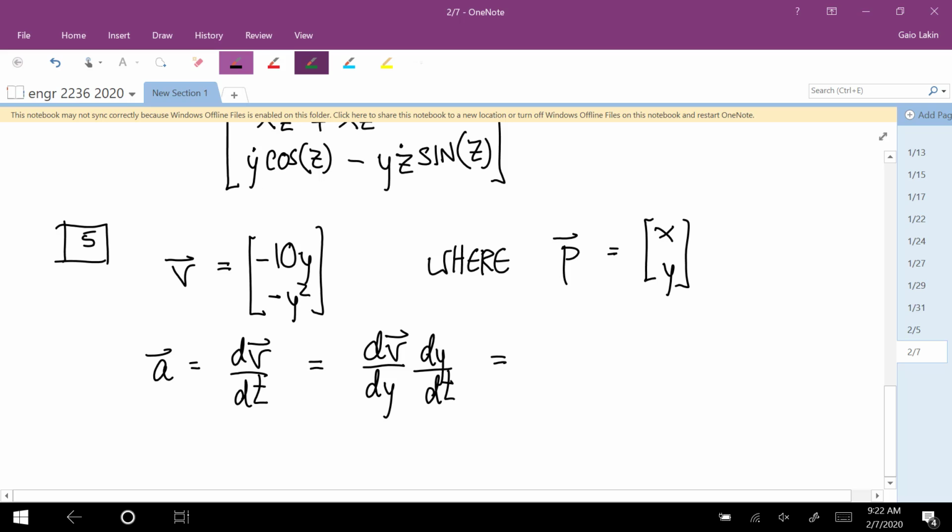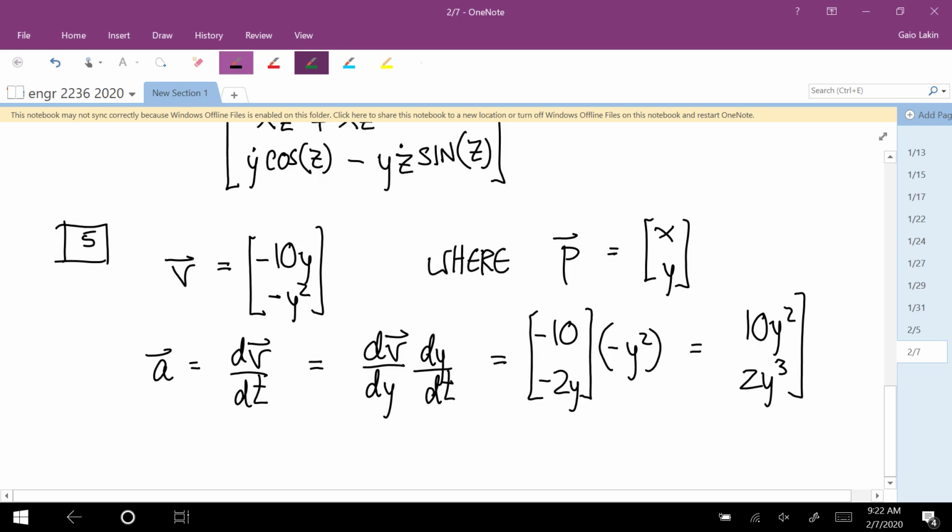dv/dy is negative 2y. dy/dt is the y component of the velocity, so that's negative y squared. And so you get 10y squared positive and positive 2y cubed.